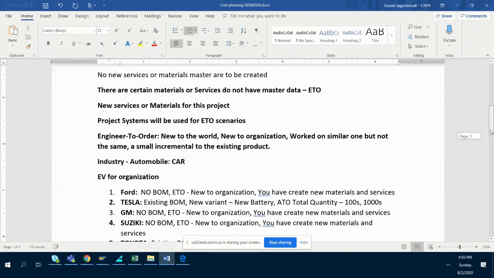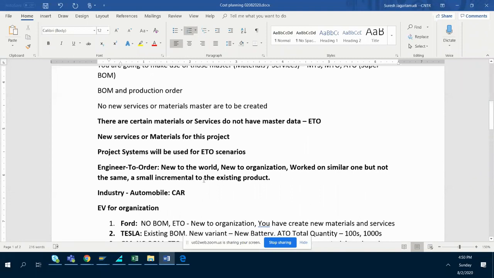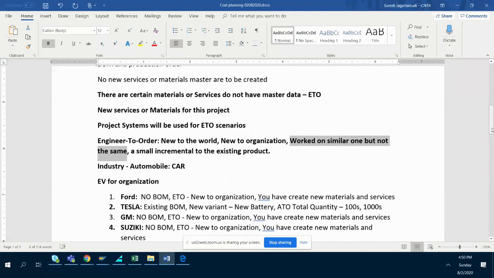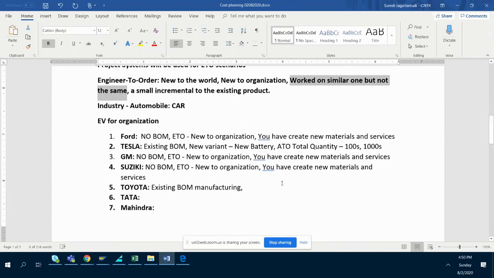They also have to go through the ETO process. But for them, it is not new to the world or new to the organization. For them, it is a small incremental change to the existing product. Yes, they worked on a similar one, but not the same. These two options will come. Correct. For them also, it is ETO.